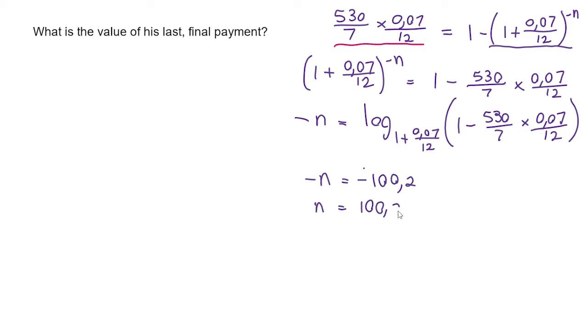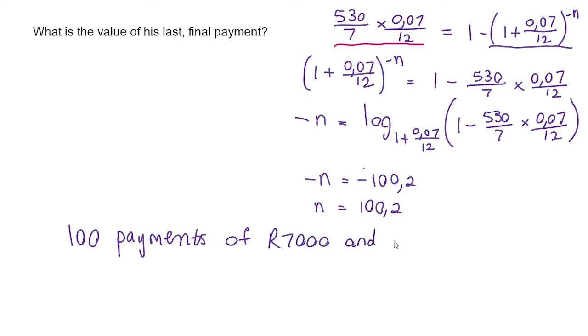So what that means is that he actually needs to make 100 payments of 7,000 Rand and one last smaller payment, lesser payment. Okay, now the last question that we're asked to find is, what's the value of that last final payment?